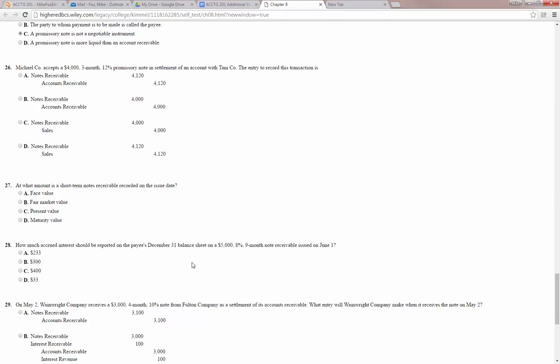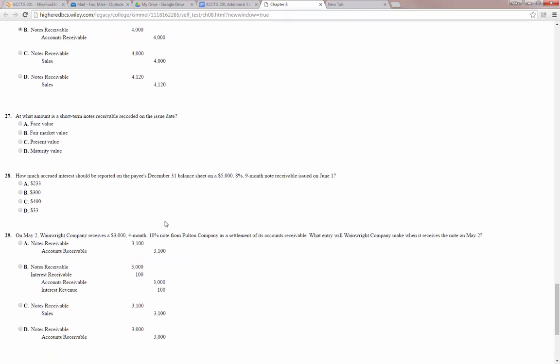26. Michael Company accepts a $4,000, 3-month, 12% promissory note in settlement of an account with the Tanny Company. The entry to record the transaction is, so we're going to have a note receivable of $4,000, and this is a settlement of an account. So the note receivable is going to pay off the account receivable. So that is B. Remember, we don't figure interest or anything into the initial recording of it. We just record the note receivable increasing, that's the debit, and the account receivable decreasing, which is the credit.